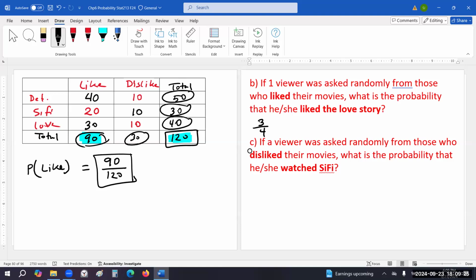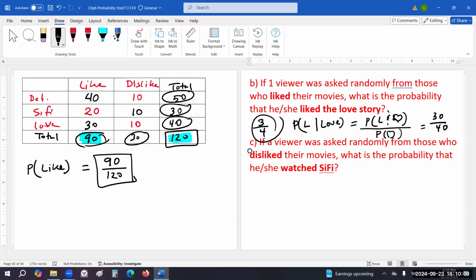So it's a conditional probability. Probability that they like movies given that they watch love stories. That means probability of love and like, oh, let me just put love, it's easier, divided by probability of love, right? So like and love, we have 30, divided by total love, which is 40. Wonderful. It is 3 out of 4. Thirty out of 40.